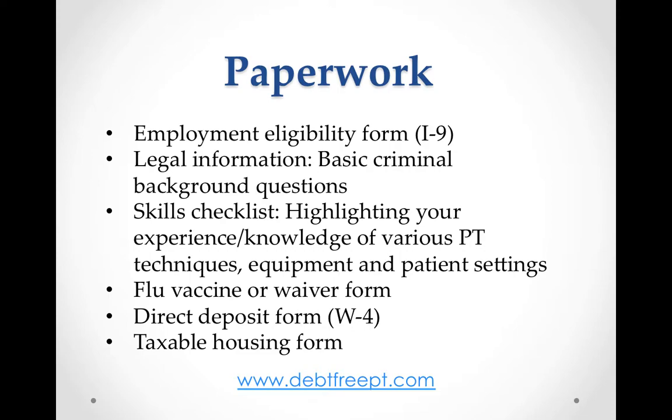You'll need a flu vaccine or waiver form, your direct deposit form so you can get paid, that's your W-4, and then a taxable housing form. The taxable housing form will go into if you're claiming a tax home or a permanent residency, and it'll usually provide different questions to help you fill out that form.